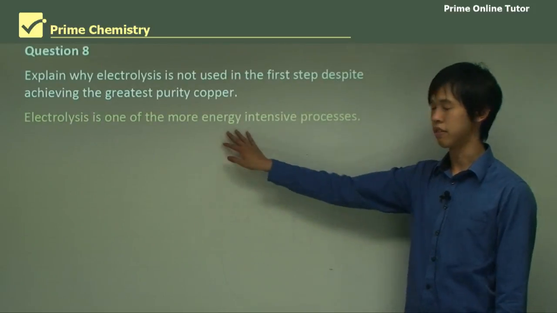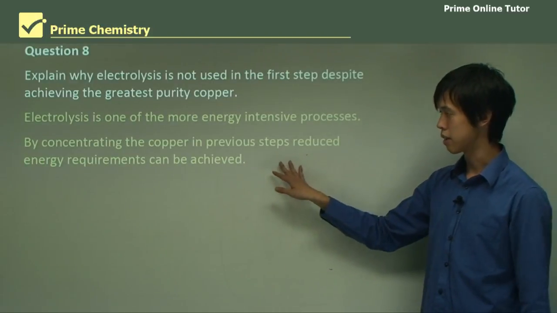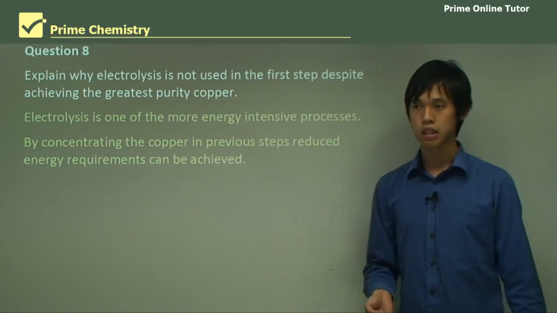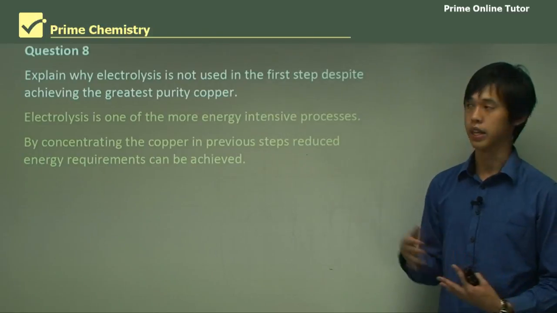Well, electrolysis is a very energy intensive process. By concentrating the copper in the previous steps, reduced energy requirements can be achieved. So by concentrating it, I can actually reduce the amount of energy I need to use during the electrolysis step.